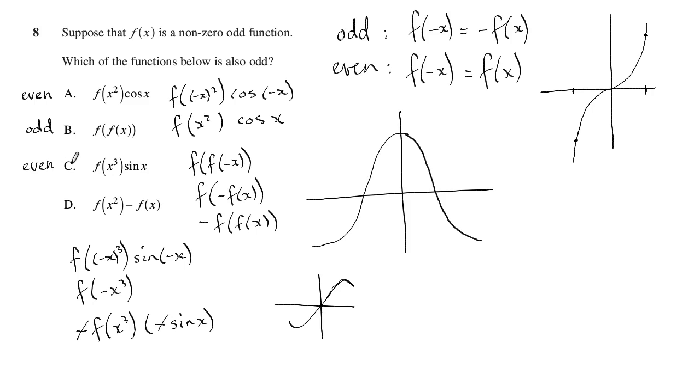So intuitively, f is odd and x cubed is odd. So if we do f of x cubed, that'll give an odd function. And this one is odd, but when we multiply odd times odd, the negatives cancel, so you get even. Let's have a look at D. So we'll plug in the minus x.